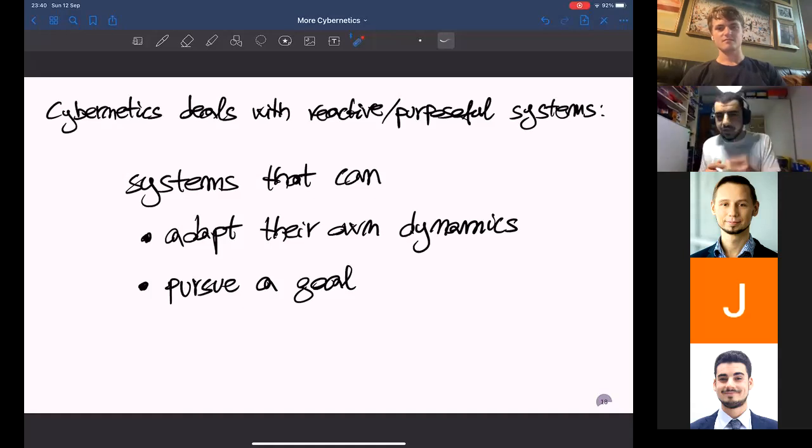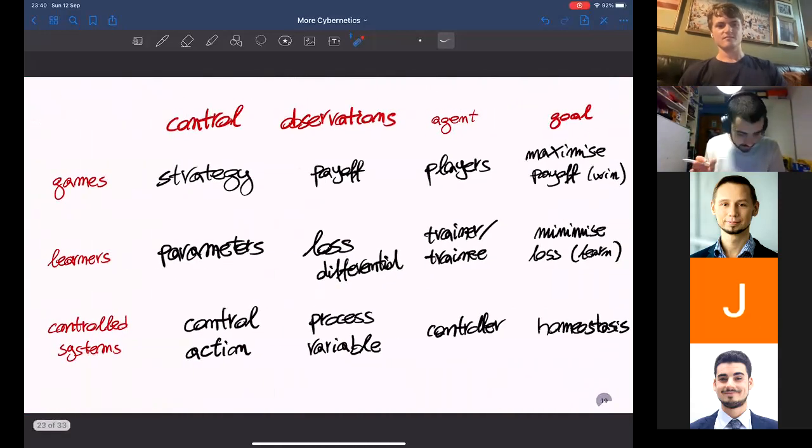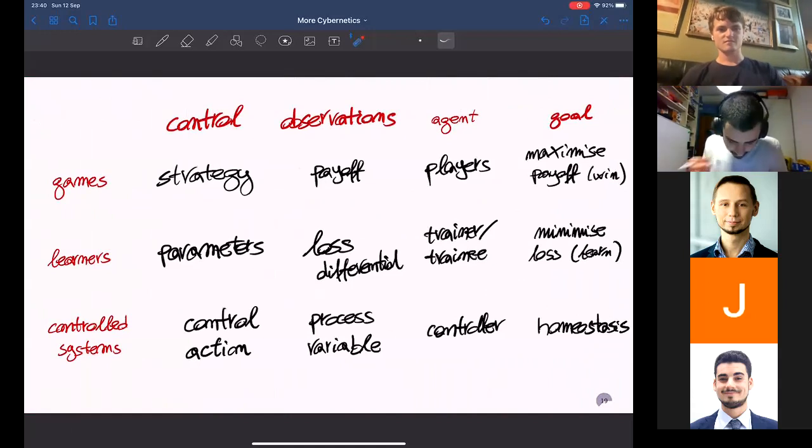They observe, and they change what they do, which is much more interesting in my opinion. So lots of examples though, I think we actually covered them already. But you can see games and learners and all controlled systems, it's very generic as a class of systems, as things that do a thing like that.